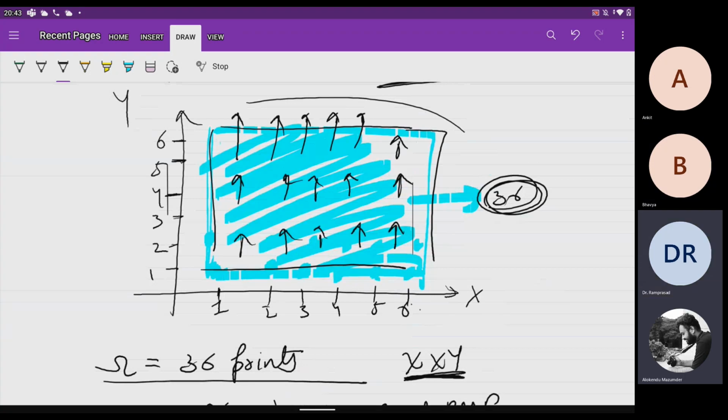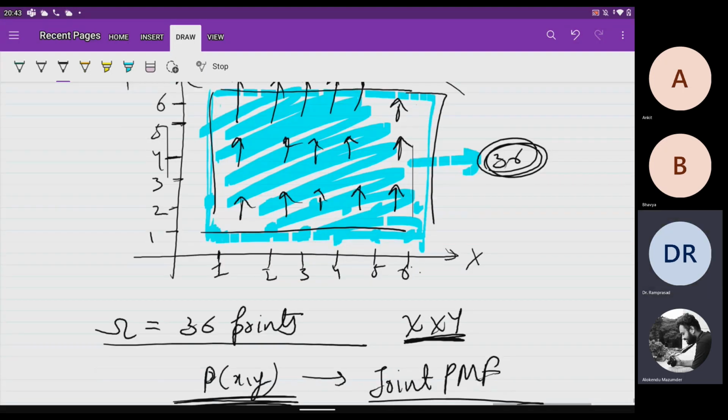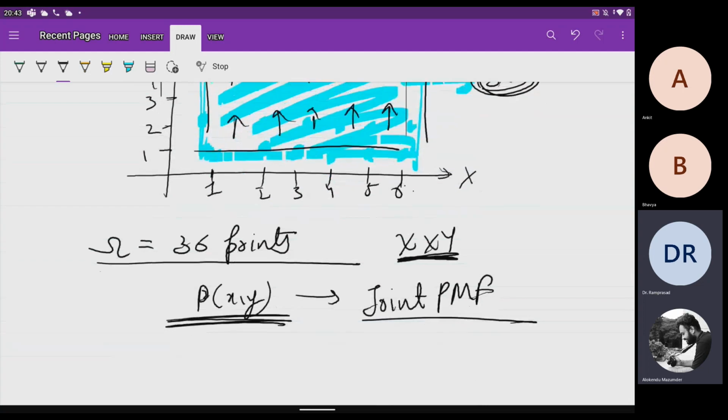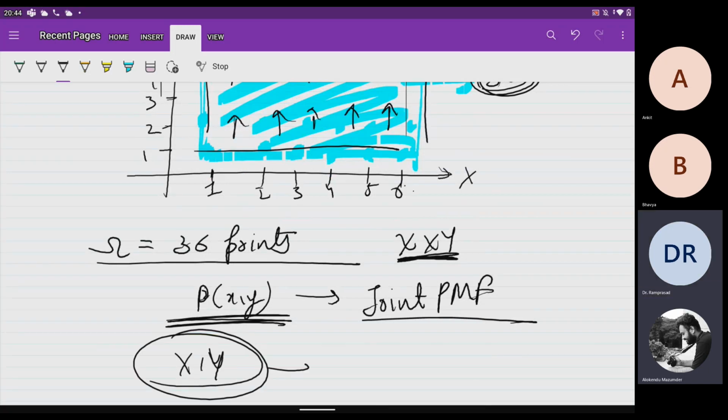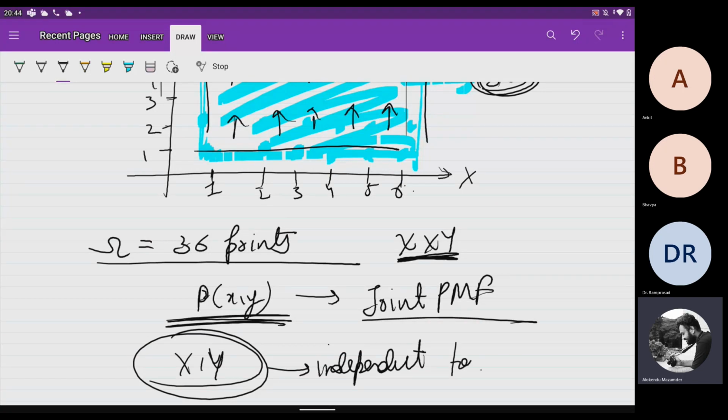Any doubt in this example? Here, the events are mutually exclusive, right? The outcomes of rolling one die are mutually exclusive, but when you are rolling two dice, they are independent in nature. They can take any value they wish. There is no dependence of one on the other. Whenever I'm talking about X and Y, these two are independent, independent tossing of two dice.